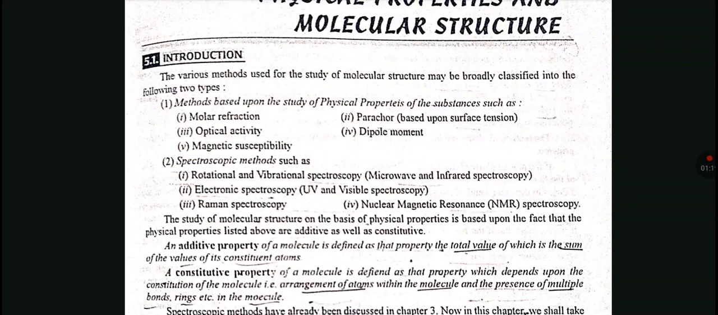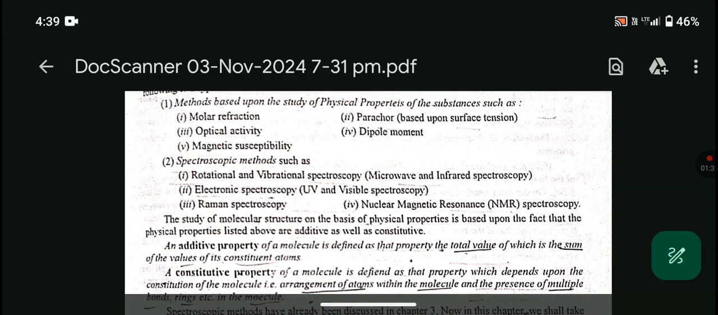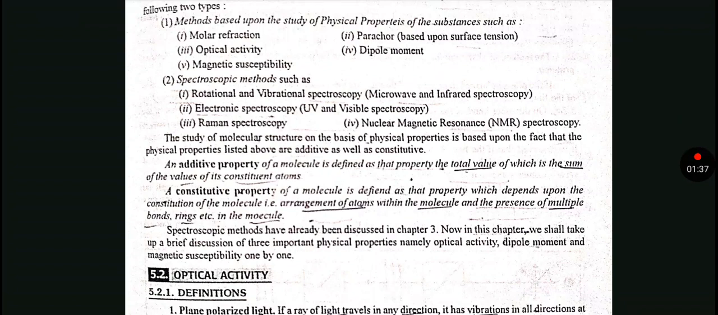A constitutive property of a molecule is defined as the property which depends upon the constitution of a molecule, that is, the arrangement of atoms within the molecule and the presence of multiple bonds and rings in the molecule. Spectroscopic methods have already been discussed in chapter 3. Now in this chapter we shall take up a brief discussion on three important physical properties, namely optical activity, dipole moment and magnetic susceptibility, one by one.